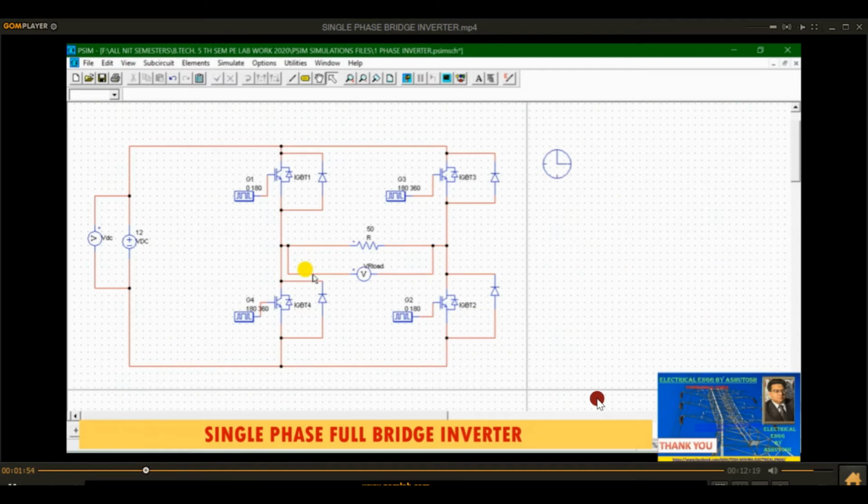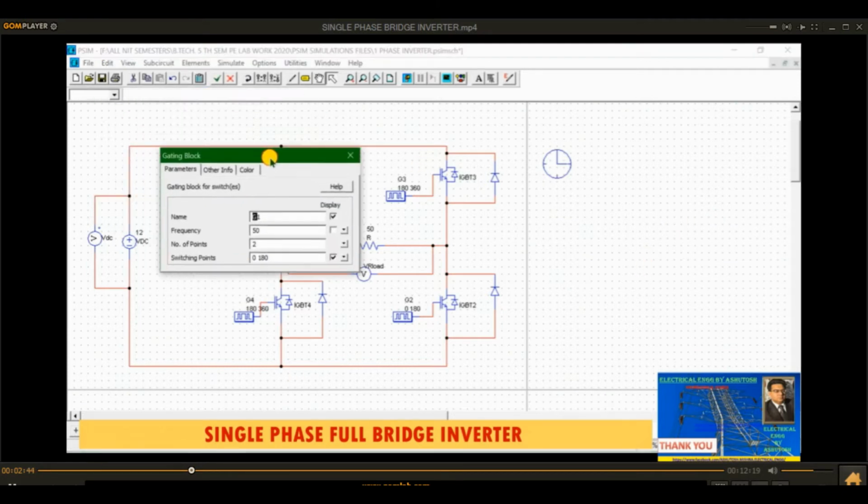Now we will talk about the circuit diagram of the single phase full bridge inverter. The power circuit of the single phase full bridge inverter comprises 4 thyristors. Here I have selected 4 IGBTs. As you can see over here, this is the first IGBT, this is the second IGBT, and this is the gating signal of it. This is G1, as you can see here. Now you are seeing it on your screen.